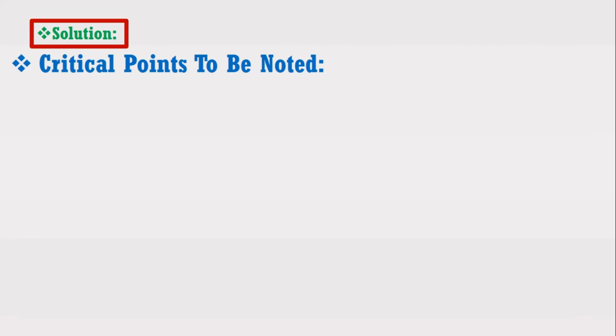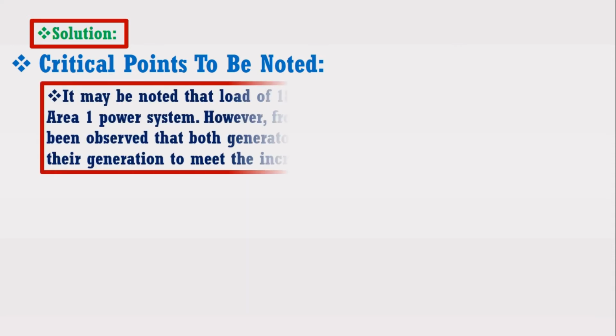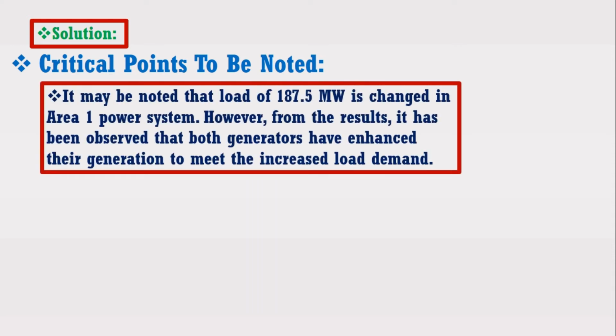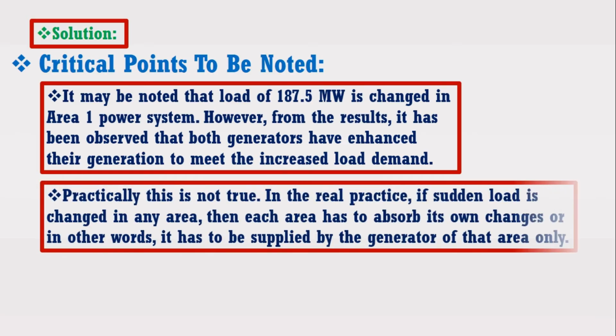Now I am going to discuss the most critical points about this model and its results. It may be noted that the load of 187.5 megawatt is changed in area 1 power system only. However, from the results it has been observed that both generators have enhanced their generation to meet the increased load demand. Practically this is not true.